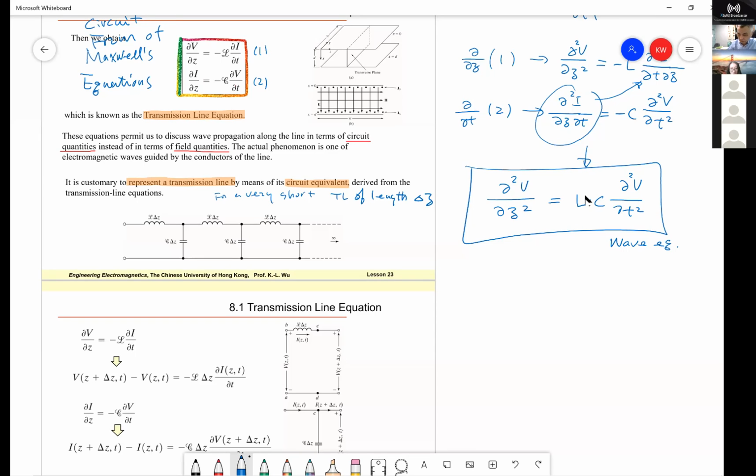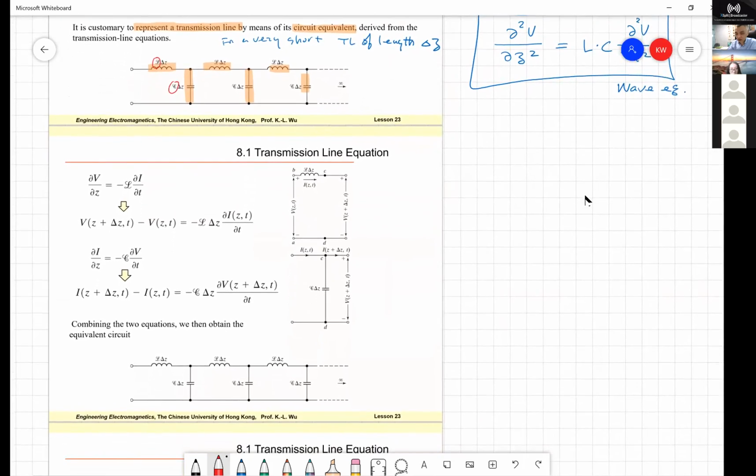So this circuit is composed of series inductance, shunt capacitance, series inductance, shunt capacitance, and so on. Once you know the unit inductance and the unit capacitance, then you can compose this transmission line. So the unit length inductance and capacitance is very important, right? That determines what the circuit model is.